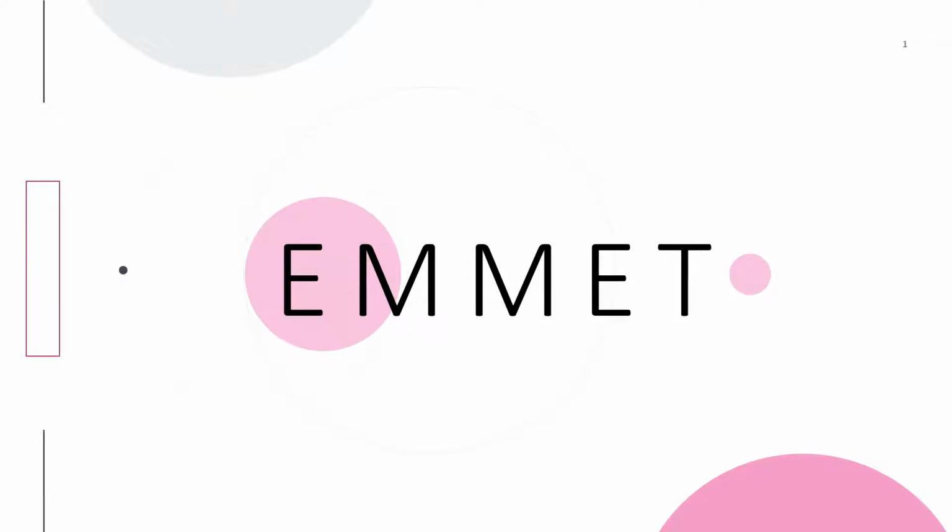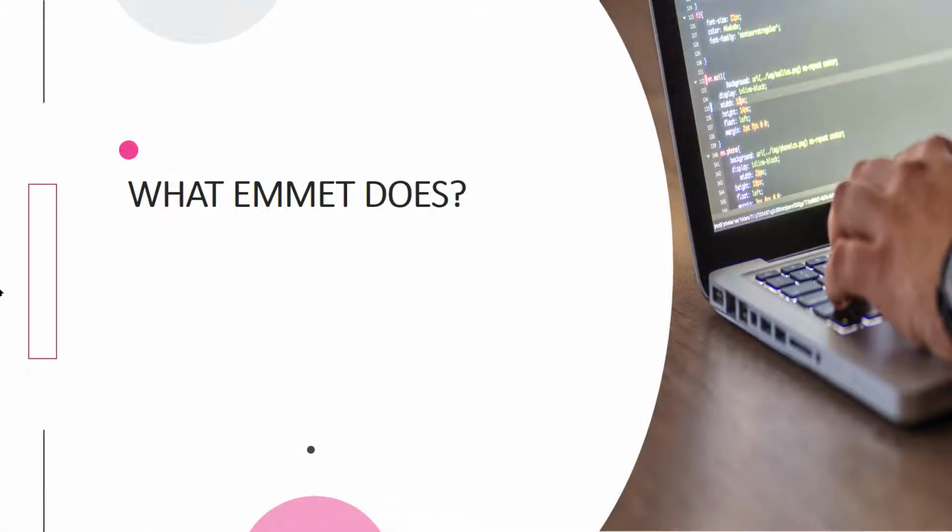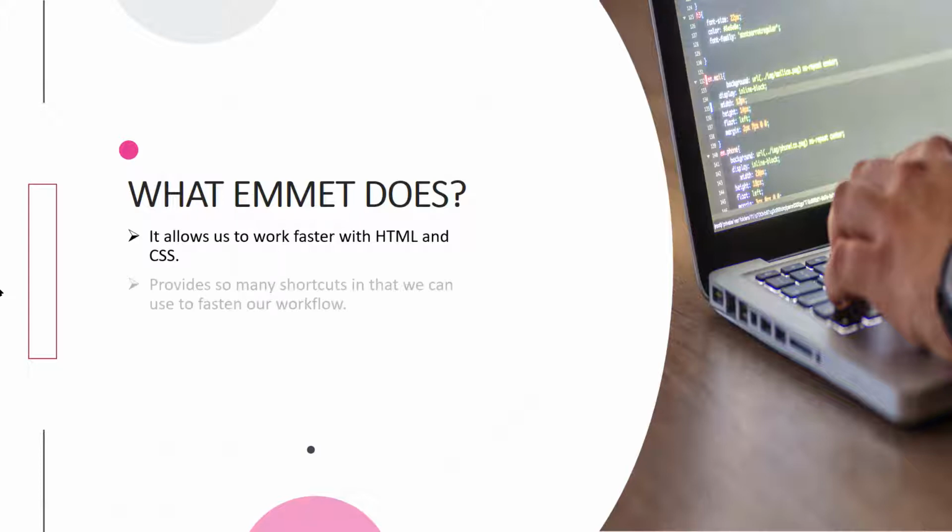Hello and welcome to another video, and in this video we are going to talk about Emmet. It is actually an extension to the code editors. You can use it with all the popular code editors like Visual Studio Code, Atom, Brackets, Sublime Text, or even with Notepad++. So what does it really do? It allows us to work faster with HTML and CSS. There are so many shortcuts in Emmet, we can use it to speed up our coding multiple times.